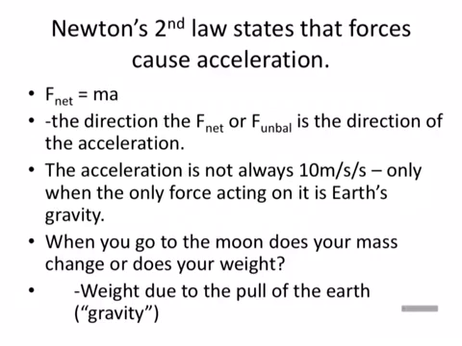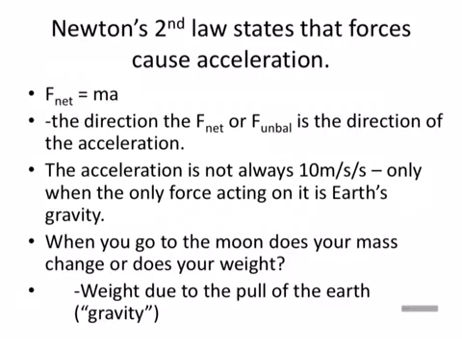We have the weight equation where weight equals mass times g, where g is always 10. But in Newton's second law, this a value is not always 10. It's only 10 when you're calculating how much Earth is pulling on the object or if the object is in free fall. So when you go to the moon, we've talked about this in the past, your mass does not change, but your weight does.